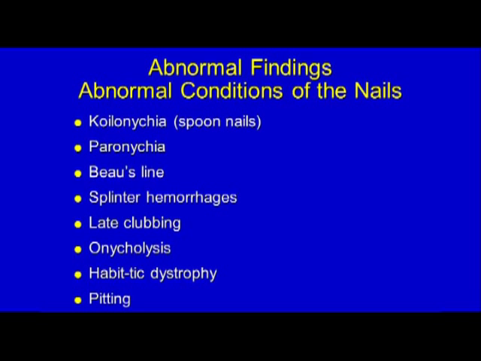And then the nail abnormal findings, anything from spoon nails to, I talked about hemorrhaging. Some splinter hemorrhaging can be a sign of injury, but there is some hemorrhaging that can also occur for cancer. So your book talks about that.